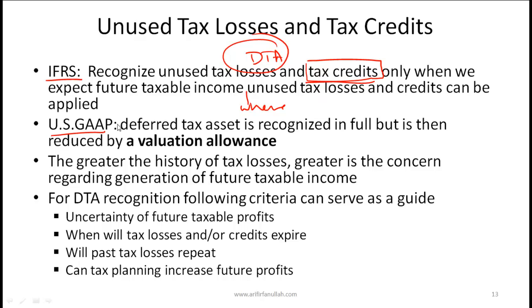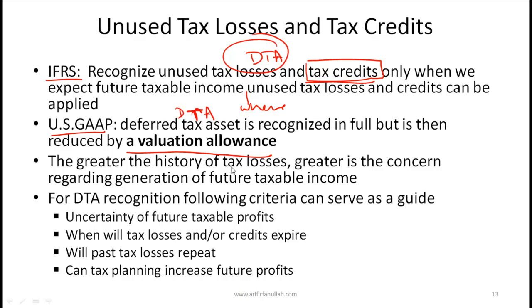US GAAP, however, takes a slightly different view. The deferred tax asset is created and recognized in full, but is then reduced by something called a valuation allowance, and I will talk about this on the next slide.